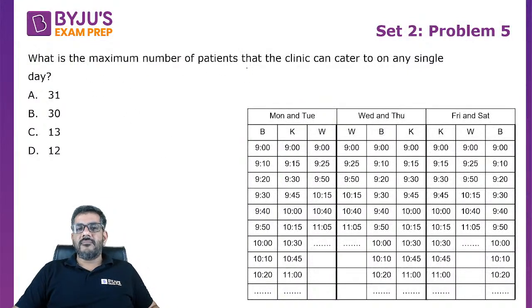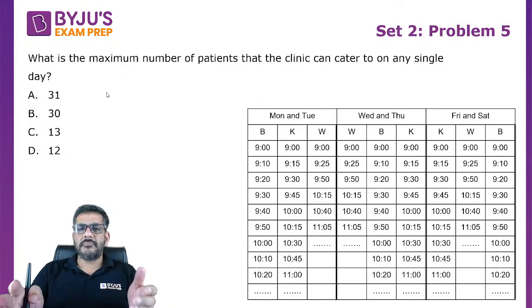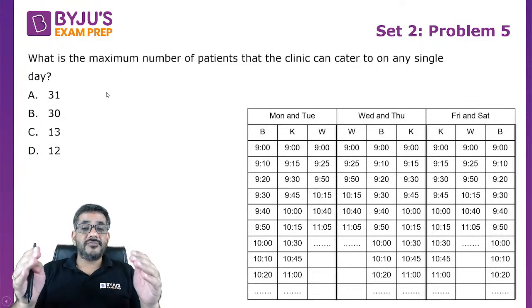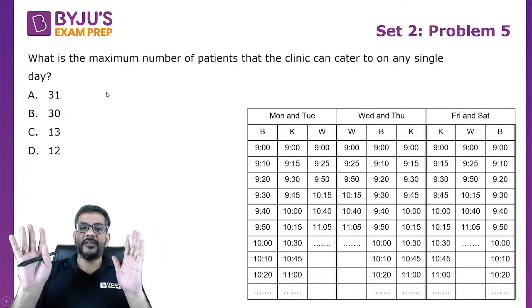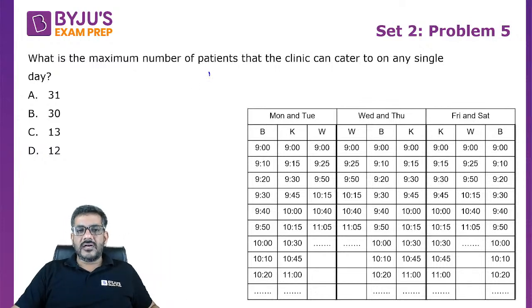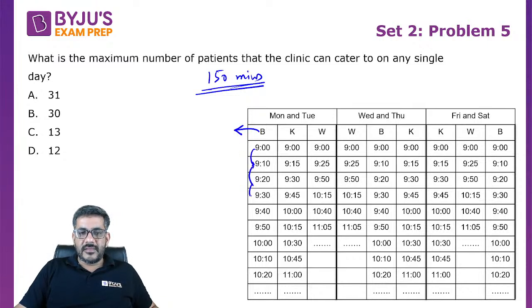What is the maximum number of patients that the clinic can cater to on any single day? So can I say maximum number of patients can be catered when no doctor is free? Whenever they are free from a patient, the next patient comes in. So there are a total of 150 minutes for each of the doctors in a day. Ben takes 10 minutes to see one patient. So 10 minutes, 10 minutes, 10 minutes. So can I say he can see a total of 15 patients in a day?